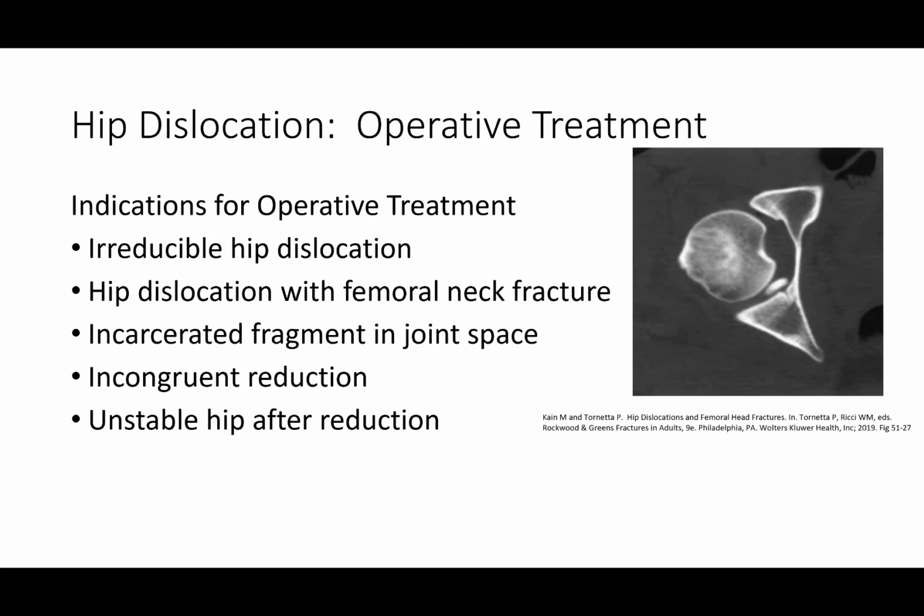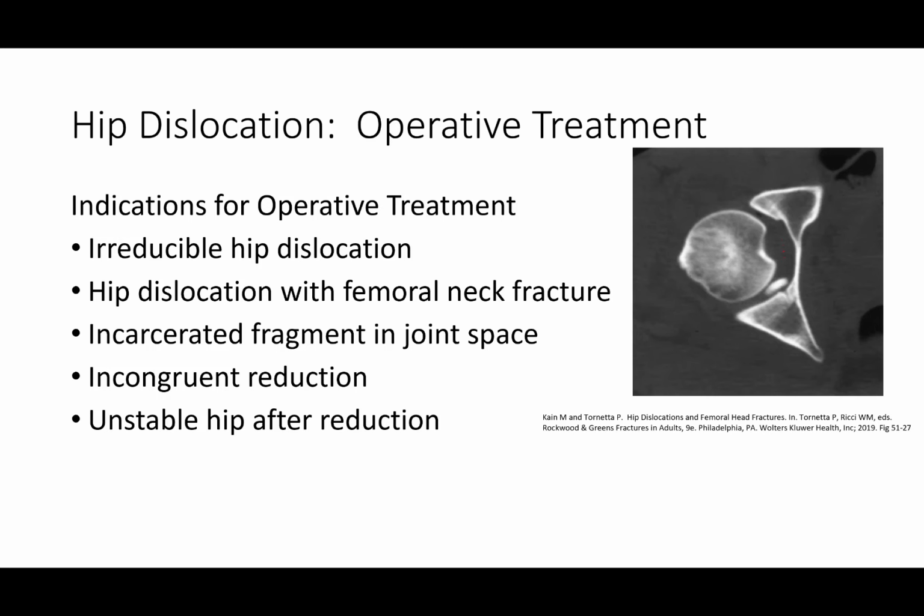So what are the indications for operative treatment? Well, irreducible hip dislocations, hip dislocation with a femoral neck fracture, incarcerated fragment in the joint space blocking reduction, like shown here. You can see that fragment. If it was sitting here, small and recessed within the cotyloid fossa and not really hitting the head, then you can imagine that might be okay. It certainly wouldn't need to be dealt with emergently, but this fragment here might be causing more problems.